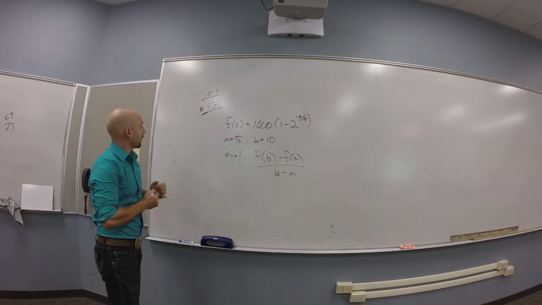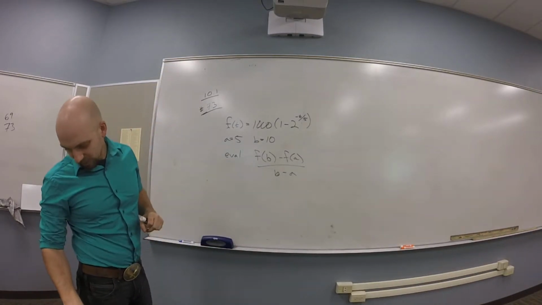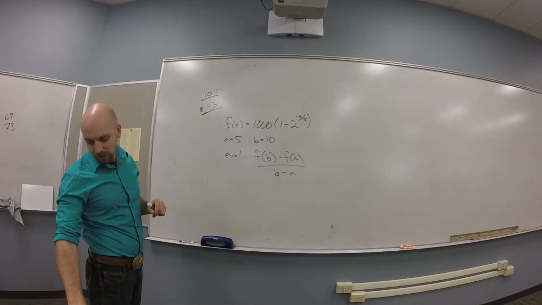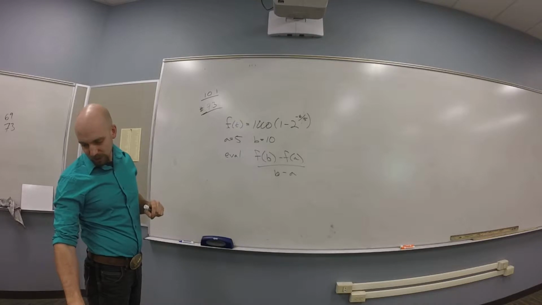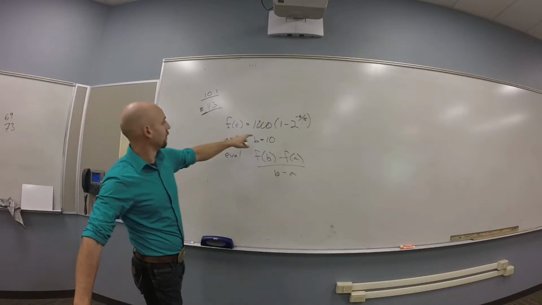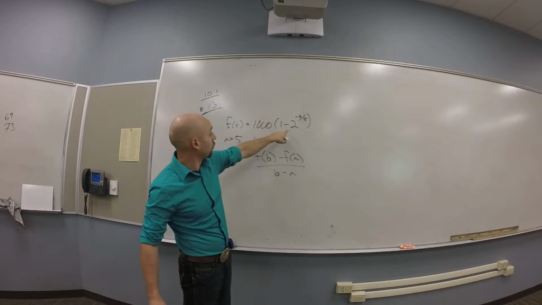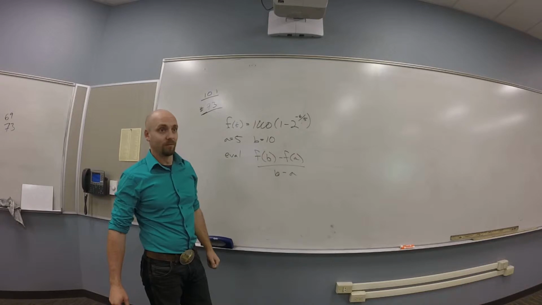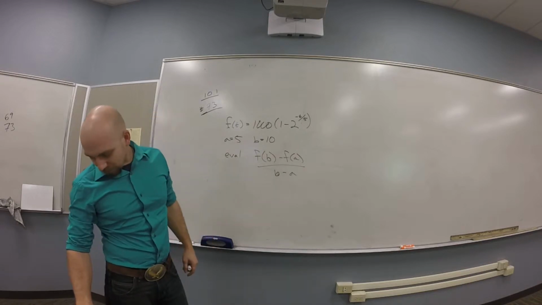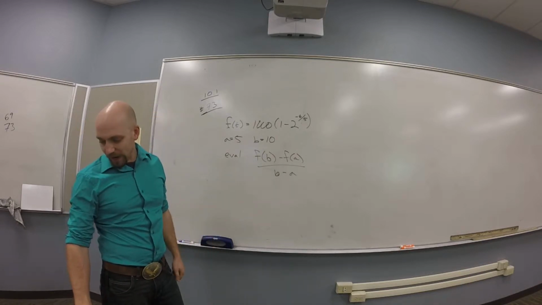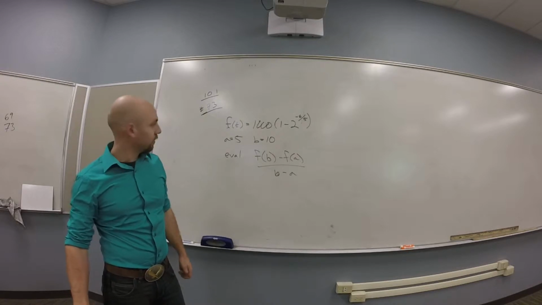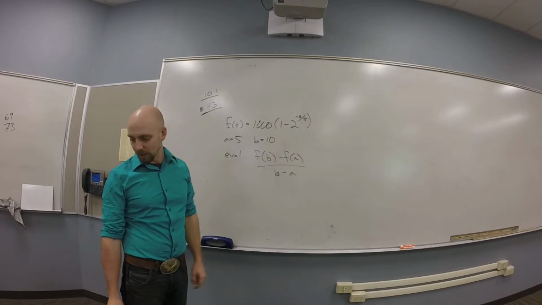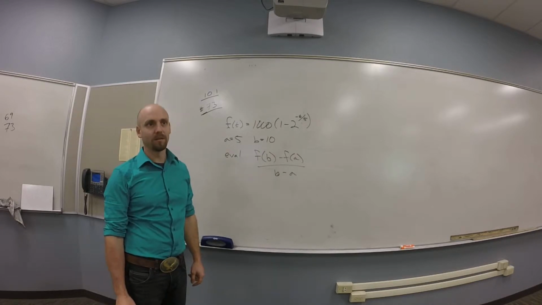Okay, so in number 73, it tells me that a car company issues a recall for a model. For every 1,000 cars, the company estimates that after T weeks, F of T, which is 1,000 times the quantity 1 minus 2 to the minus T over 5, have received repairs. For A is 5 and B is 10, evaluate the quantity F of B minus F of A over the quantity B minus A. What does this tell you about the recall?